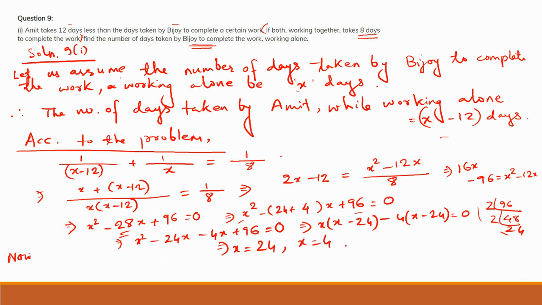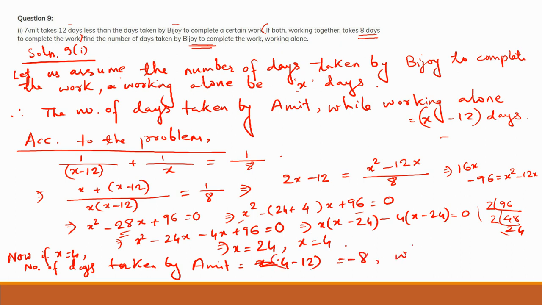Now if X equals 4, the number of days taken by Amit will be negative, right? X minus 12 is 4 minus 12, which will be minus 8, which is not possible. Hence X should be 24. And after that write the answer properly, that therefore the number of days taken by Bijoy is 24 days.